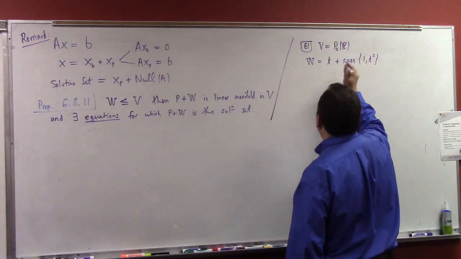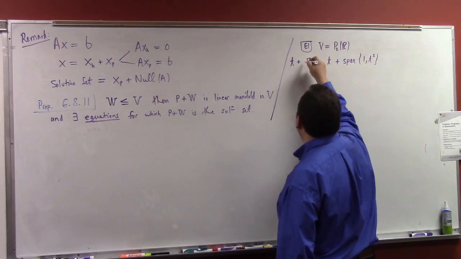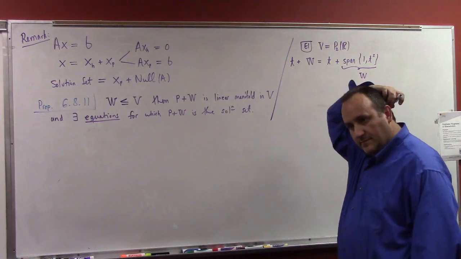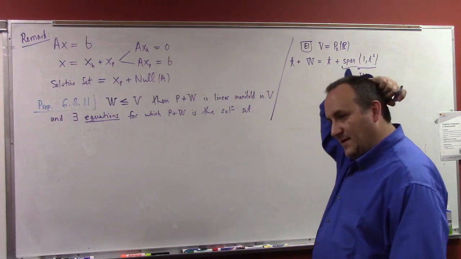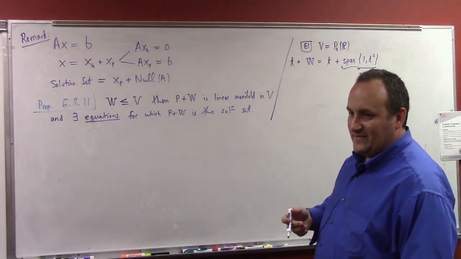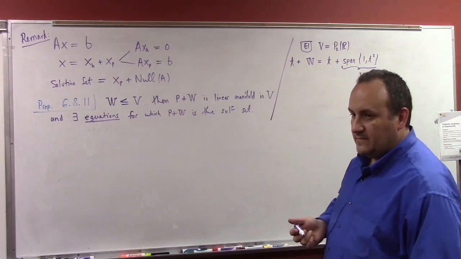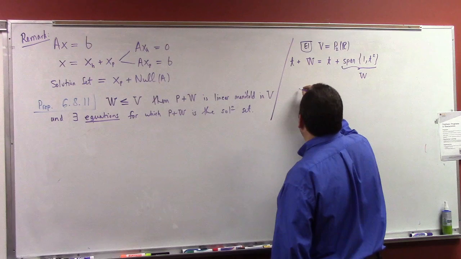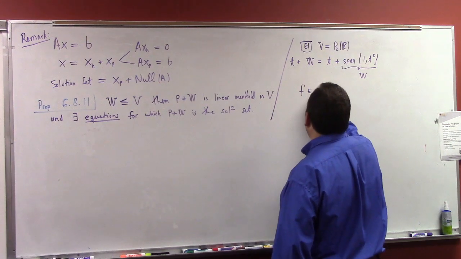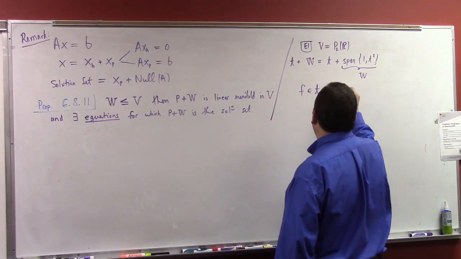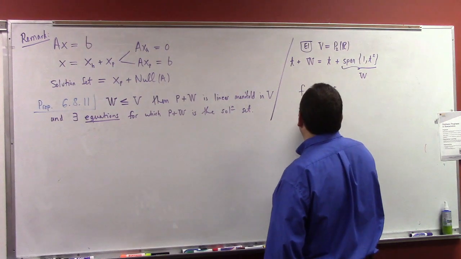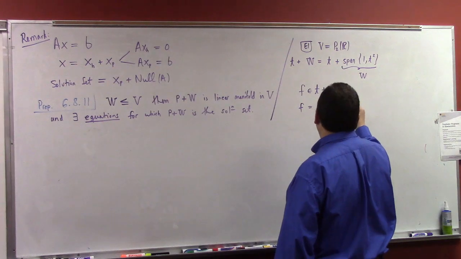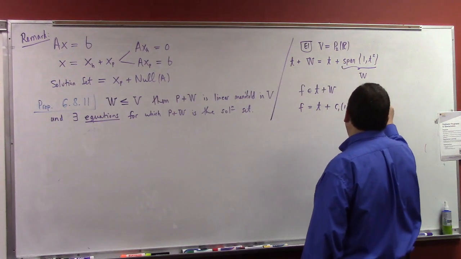Well, this wouldn't be W. This would be T plus W, all right? So here's my W. My claim is that there is a system of equations which that's the solution set for. So a typical element, say F, an element of T plus W, what does it look like? Well, F equals T plus C1 times 1 plus C2 times T squared, right?